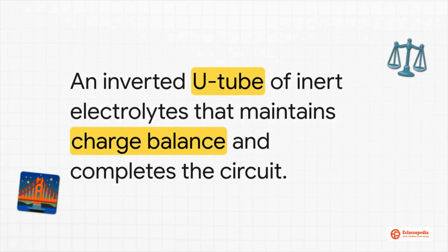But wait, there is a huge catch here. If electrons just kept moving from the zinc side over to the copper side, a massive charge imbalance would build up and instantly stop the battery dead in its tracks. Enter the salt bridge. This is absolutely the unsung hero of the galvanic cell. It's usually an inverted U-tube filled with an inert electrolyte gel, something like potassium nitrate. As those negative electrons leave the zinc half cell, negative ions from the salt bridge flow right in to replace them, which maintains perfect electrical neutrality. It completes the circuit and keeps the whole system humming along.